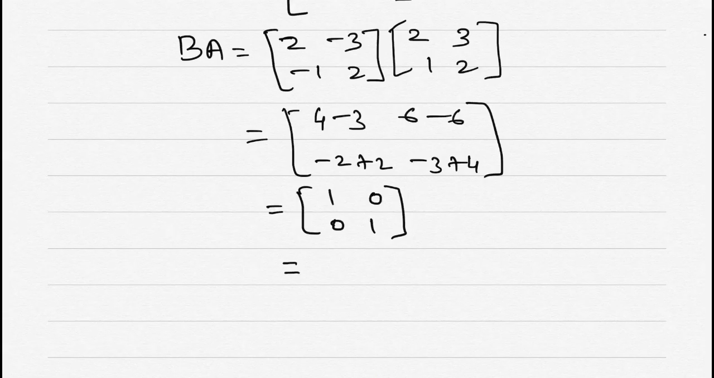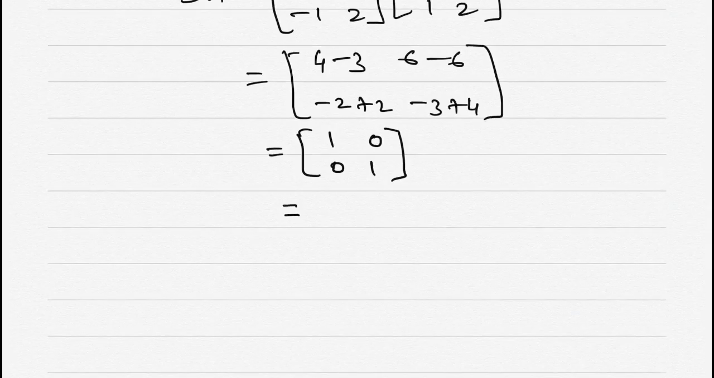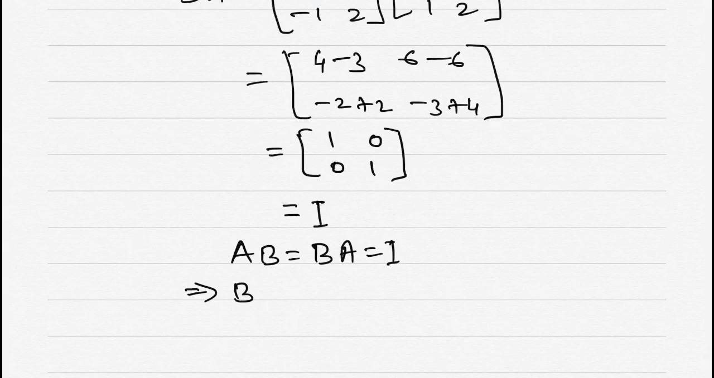Again we are getting the product as the identity matrix of order 2, I. This is an identity matrix. So AB equals BA equals I. This implies that B is the inverse of A, or we can say A is the inverse of B.